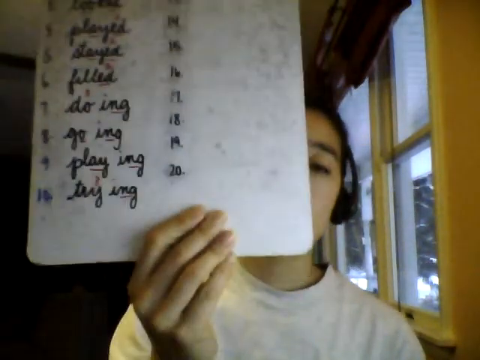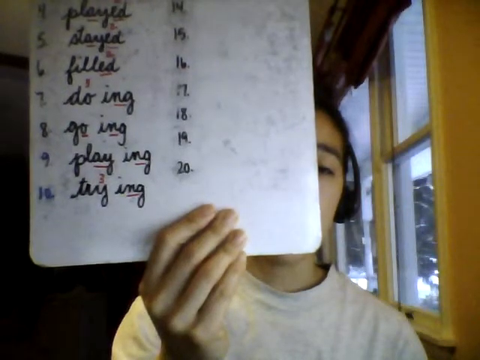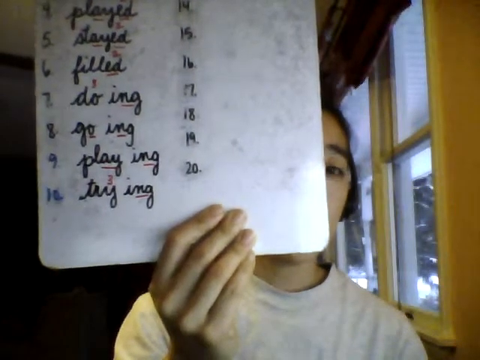Number 10. Trying. I kept trying without success to call him. The root word is try. So think to spell try. T-R-I. Remember, English words do not end in I. So this will be third sound Y. And then add I-N-G. Trying. T-R-Y-I-N-G. Trying.